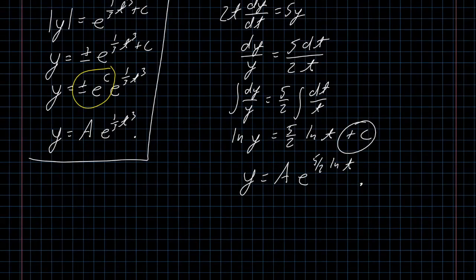Although, unlike in the last problem, in this problem, we're not quite done. Because in this problem, I've got an e and I've got a natural log. That means I can do a little bit more cleanup.